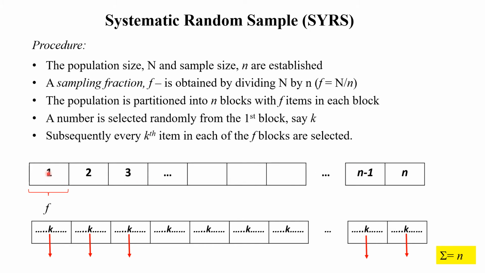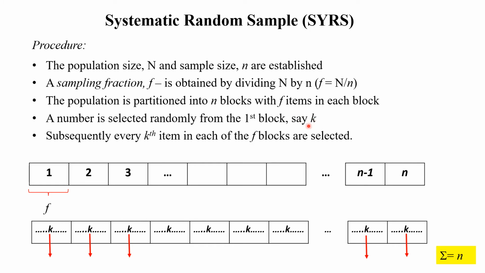Within each block, there will be F number of items. Then what do you do? Within the first F number of items here, select one number randomly. From the first block, select one number randomly.